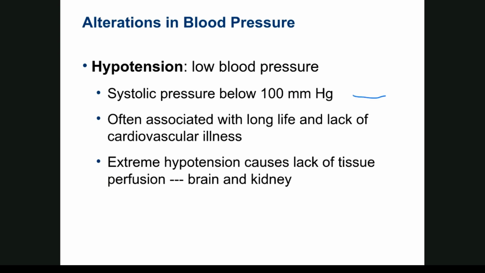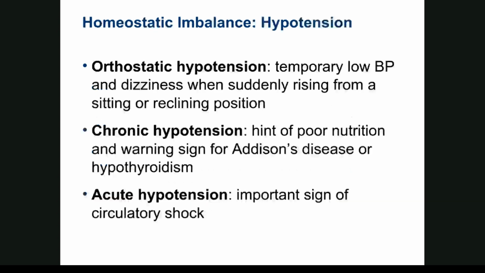Now, some people have a systolic pressure that's rather low, and they live a long time and have no problem. But extreme hypotension, if your patient has a 60 over 40 or a 50 over 30, you're getting into real danger zones because they do not get tissue perfusion, particularly to the brain and the kidneys. Orthostatic hypotension is when you get up too fast and get dizzy. Chronic hypotension, they always have low blood pressure.